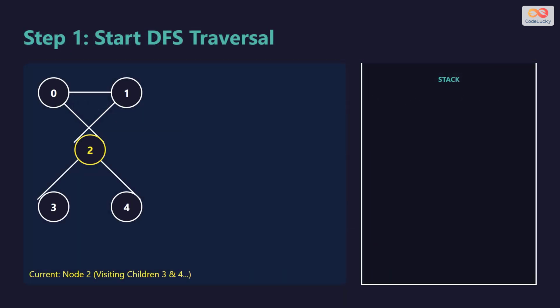Let's walk through an example. Here we have a small graph. We start our DFS traversal from node 0, which goes to 1, then 2. Let's say we are currently at node 2. We must visit all its neighbors, nodes 3 and 4, before we can mark node 2 as done.